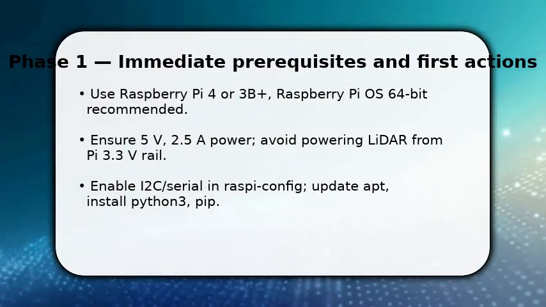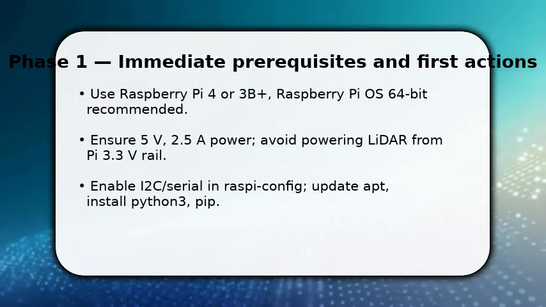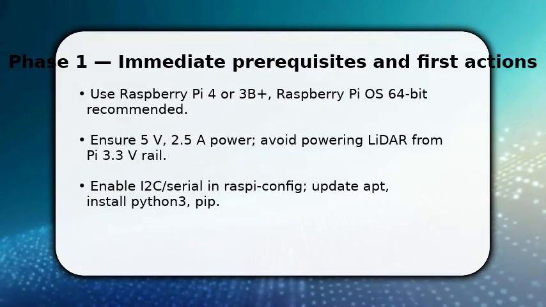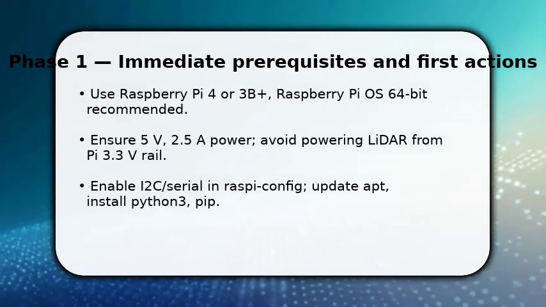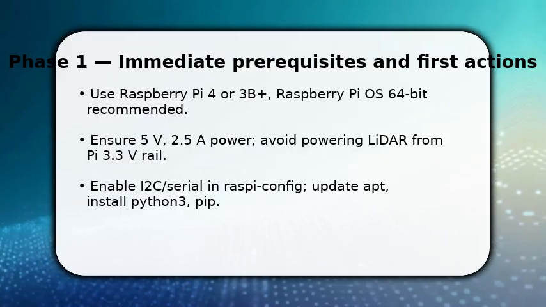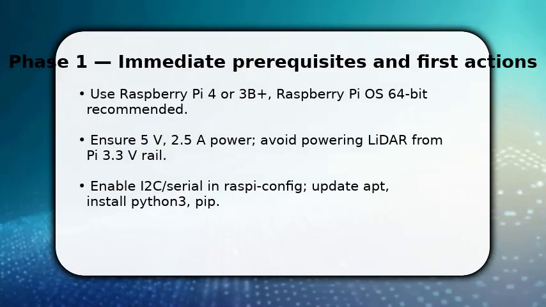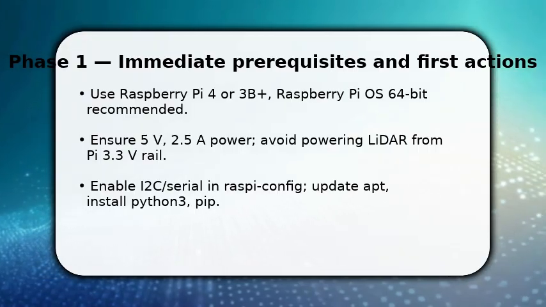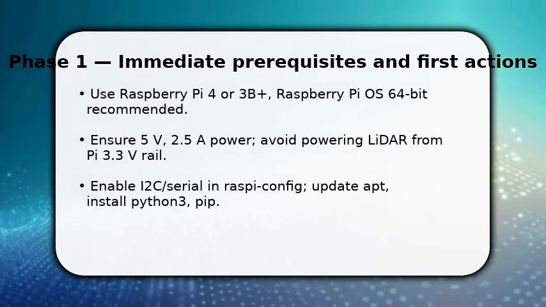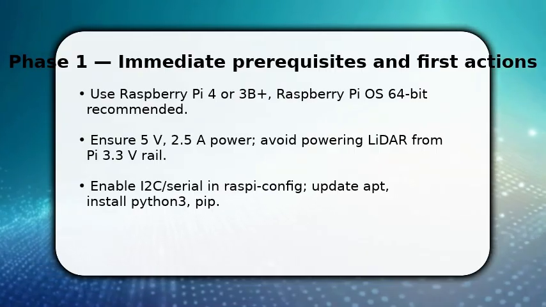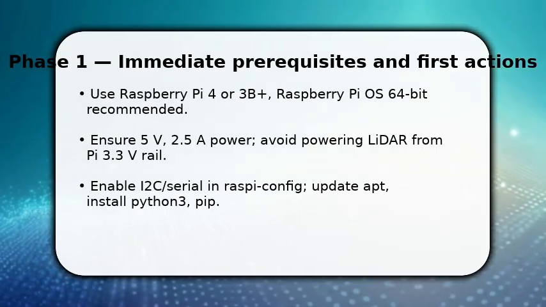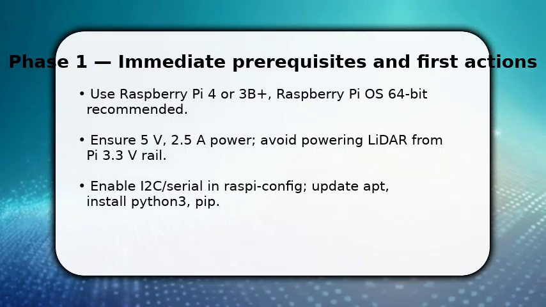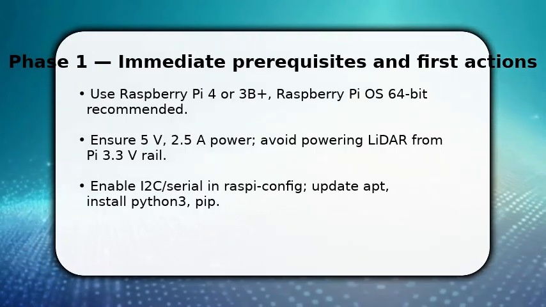You start by preparing the Pi and power. Do this now. Install Raspberry Pi OS, update packages, and enable I2C or the serial port in Raspi config. Make sure your LiDAR's power requirements match a 5V stable supply, otherwise use an external regulator. Once done, connect ground between Pi and LiDAR first, then data lines. If your LiDAR uses USB, plug it into a powered hub.